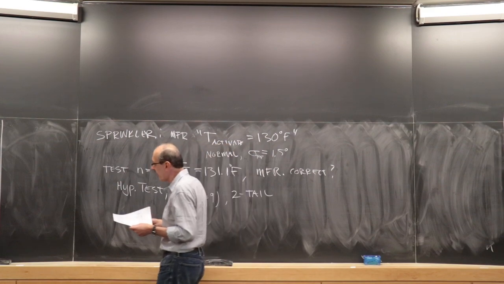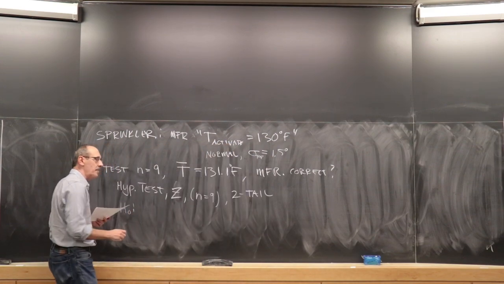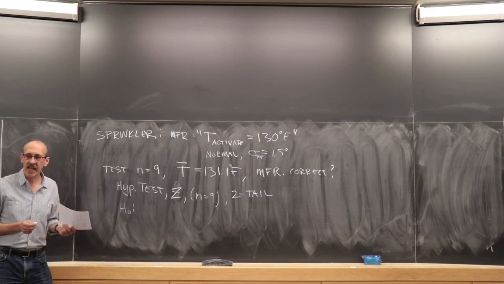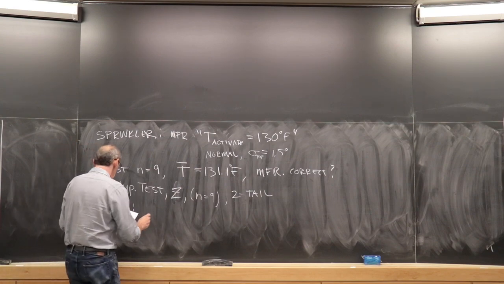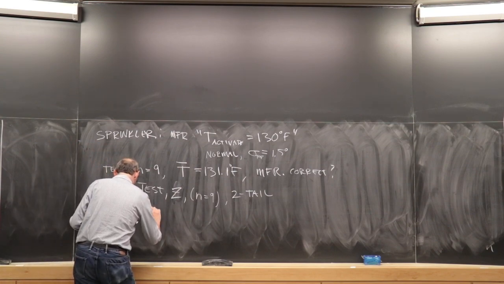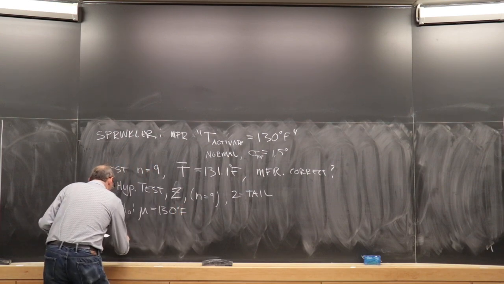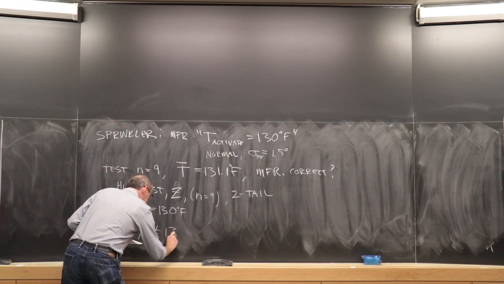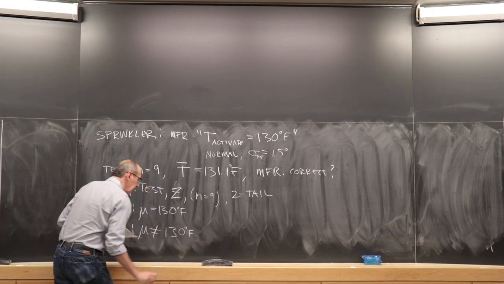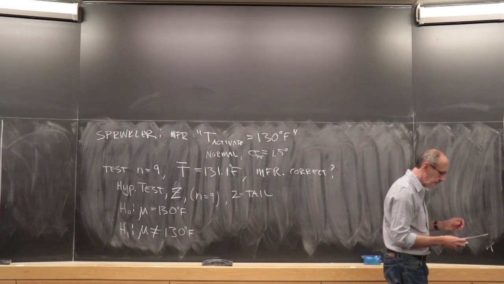Okay, so hypothesis test, we need two hypotheses. The null hypothesis, the one we want to accept unless there's strong evidence, or we want to believe the manufacturer unless there's strong evidence they're wrong, is that the mean temperature here is, as they say it is, 130 degrees. And the alternative, for a two-tailed test, is that it's not equal to 130. Again, that means it could either be too high or too low.